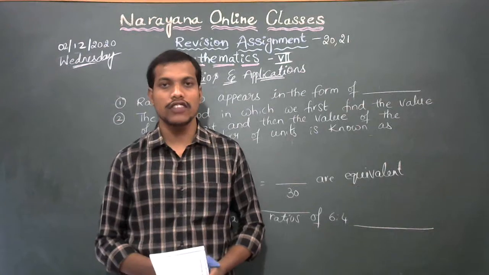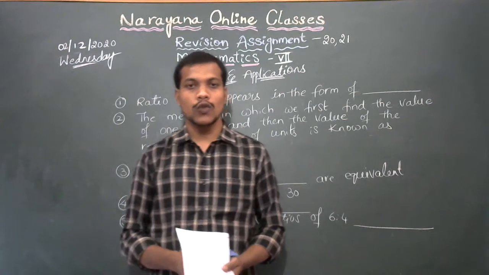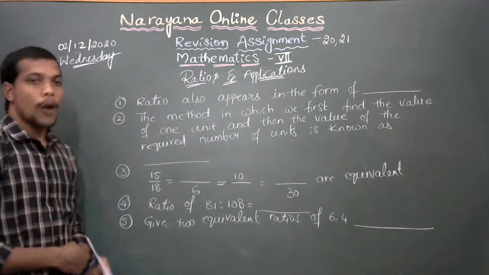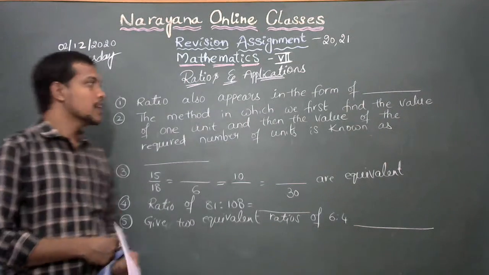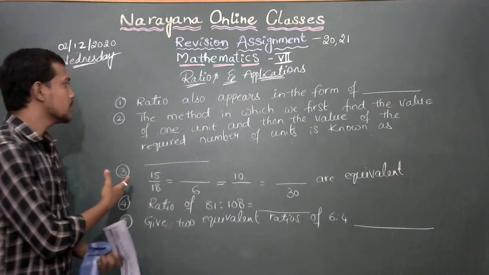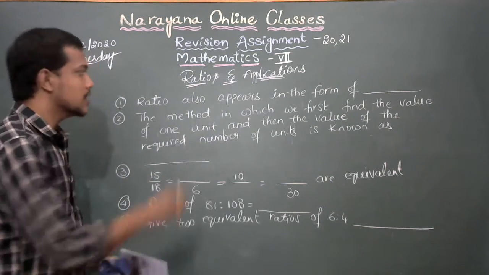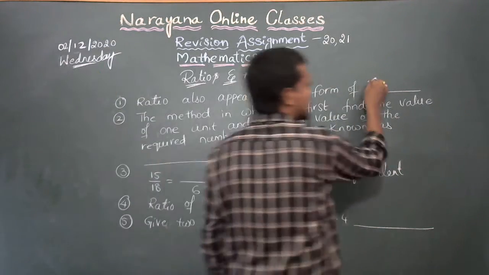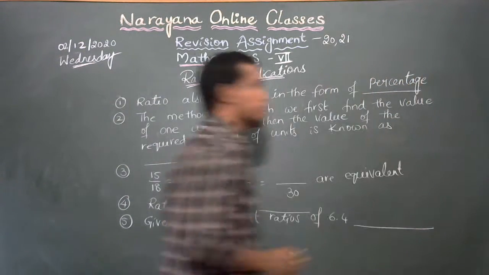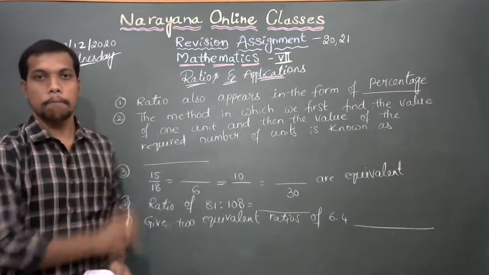Today we are discussing 7th class mathematics revision assignment 2021, dated 2/12/2020, Wednesday. The topic is ratio and applications. In this, two Romans are here. In the first Roman, first question: ratio also appears in the form of percentage.